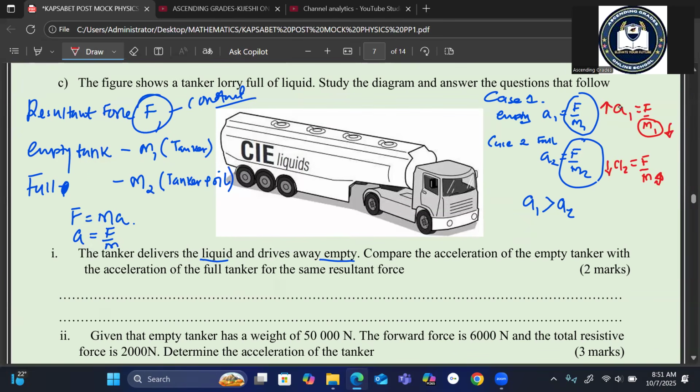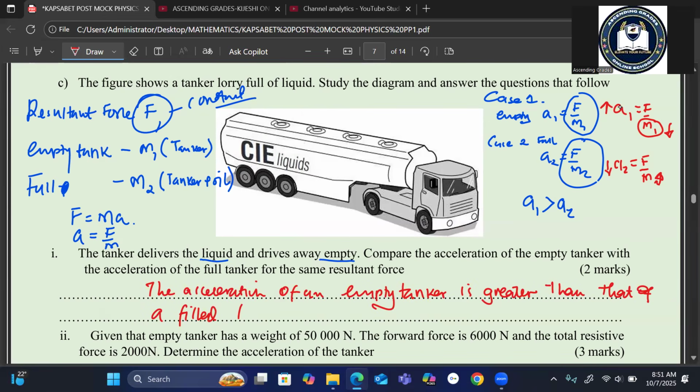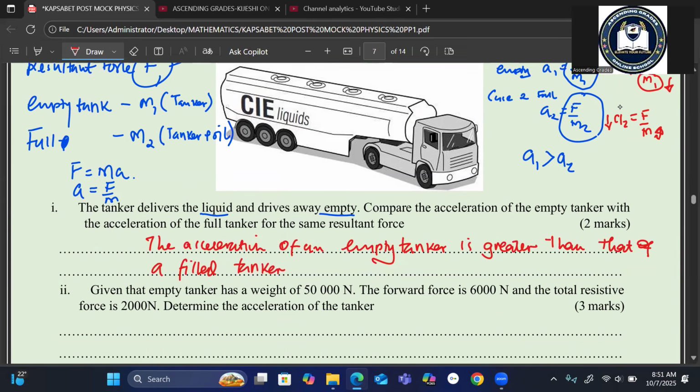So, we can say that the acceleration of an empty tanker is greater than that of a filled tanker. Can I proceed to the next question?